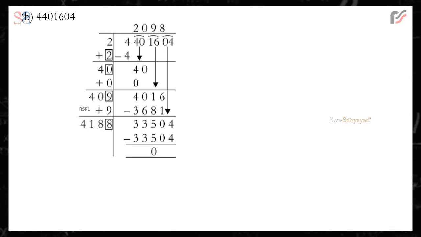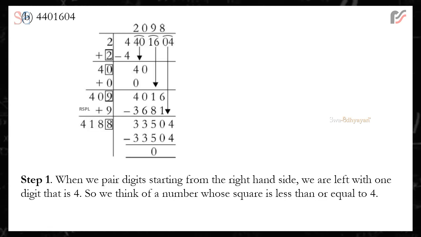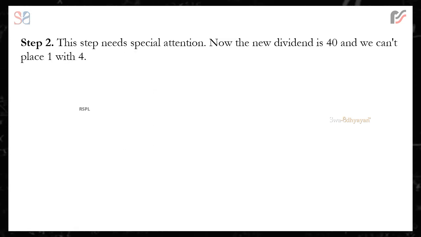44,01,604. This is shown as Step 1. When we pair digits starting from the right hand side, we are left with one digit, that is 4. So we think of a number whose square is less than or equal to 4. Step 2. This step needs special attention.